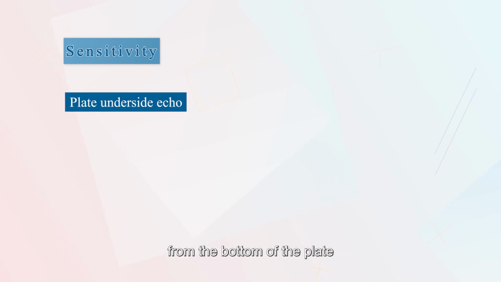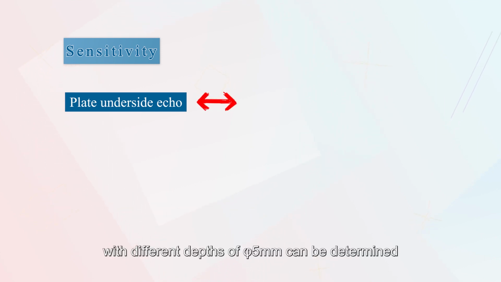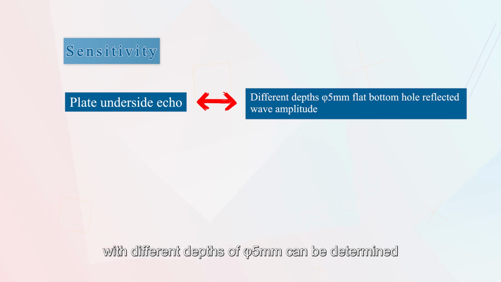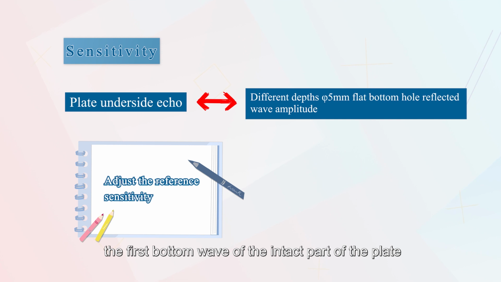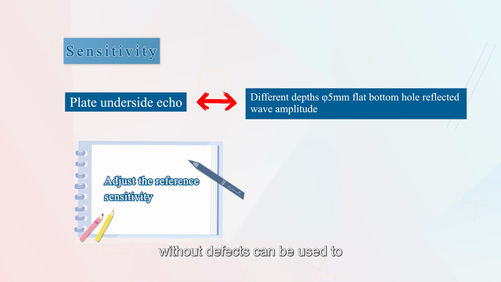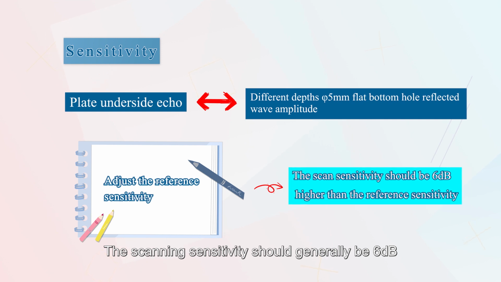sensitivity. If the relationship between the echo from the bottom of the plate and the amplitude of the reflected wave from the flat bottom holes with different depths of 5 mm can be determined, the first bottom wave of the intact part of the plate without defects can be used to adjust the reference sensitivity. The scanning sensitivity should generally be 6 dB higher than the reference sensitivity.